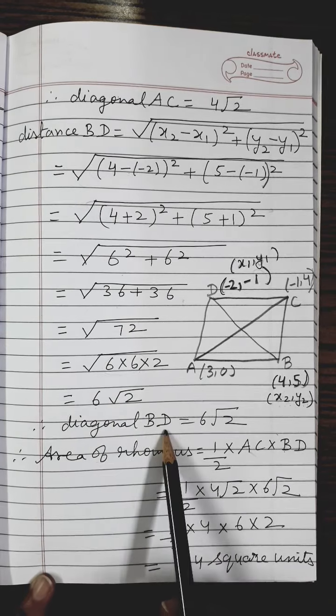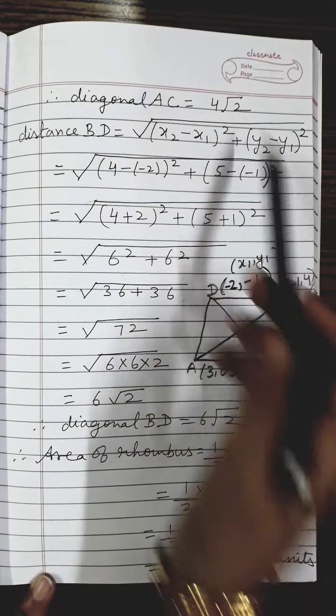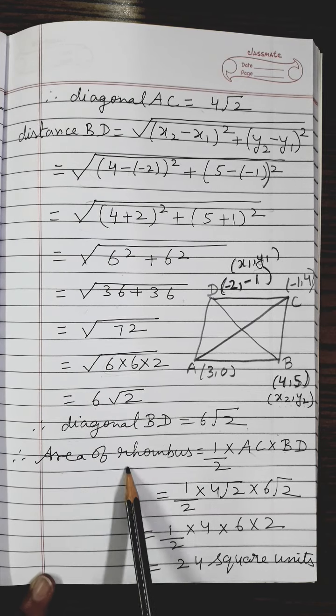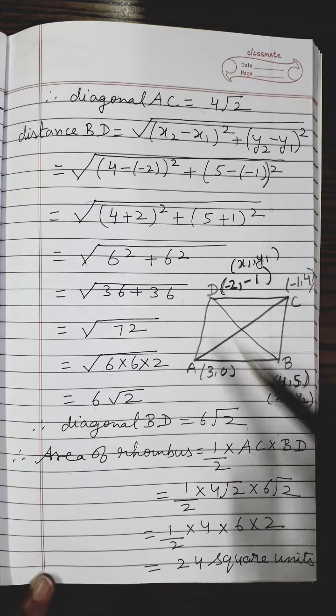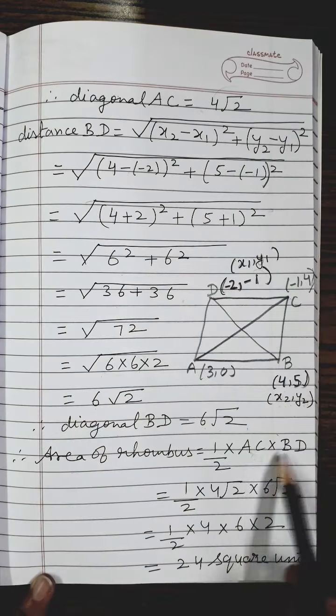So what is your diagonal BD? 6 root 2. So we have found out both the diagonals: AC is 4 root 2, and diagonal BD is 6 root 2. Now substitute in the formula. What is the area of the rhombus? Half into diagonal AC into diagonal BD. So half into AC, which is 4 root 2, and BD, which is 6 root 2.